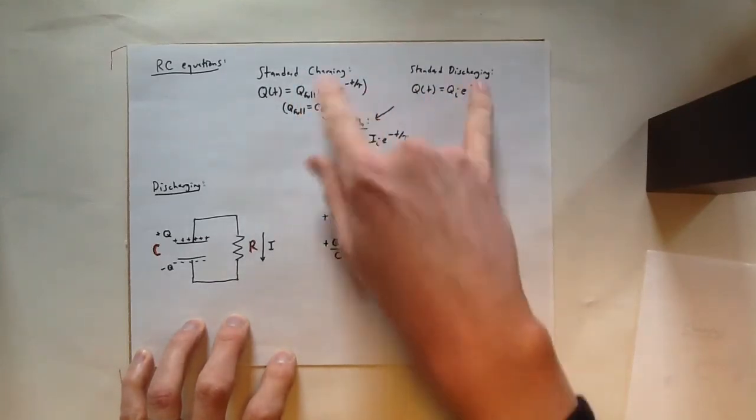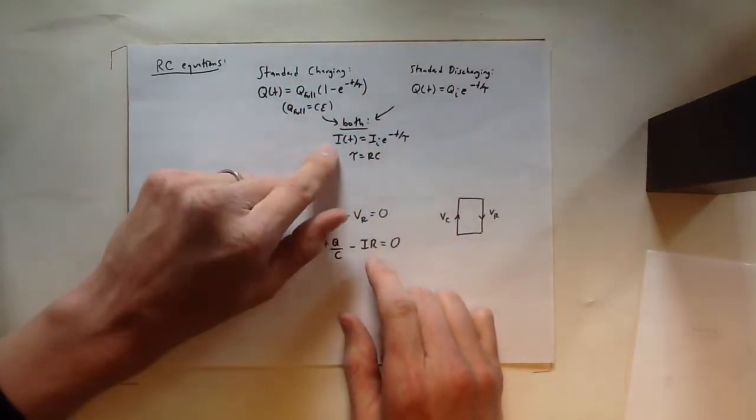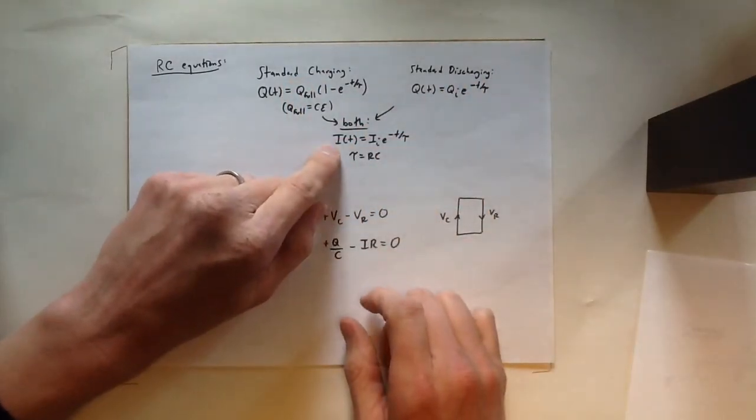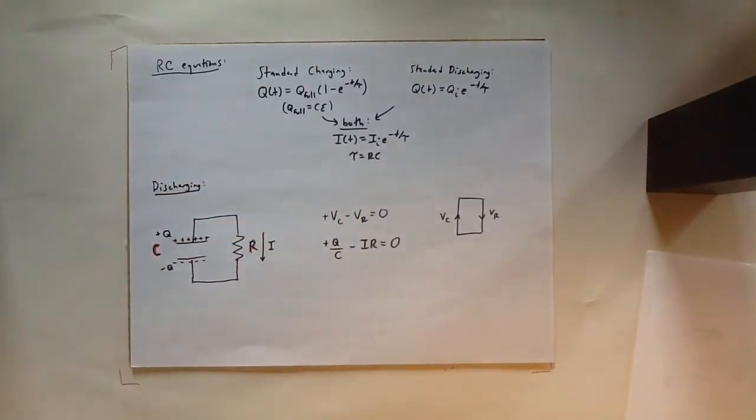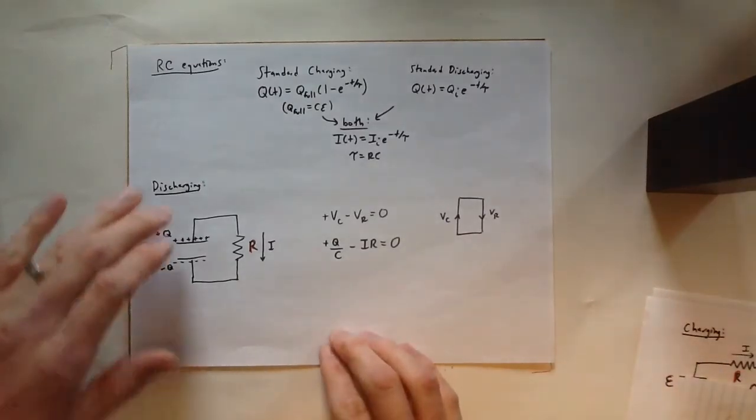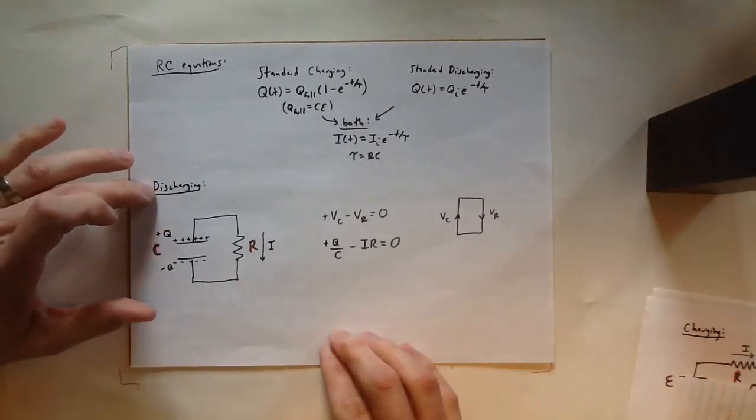And it was also given that both of them have exactly the same current function and the same tau. But these are just sort of handed to you. And so in this level of class, we need to understand where these things actually come from. So let me quickly talk about that. So here's our discharging circuit.